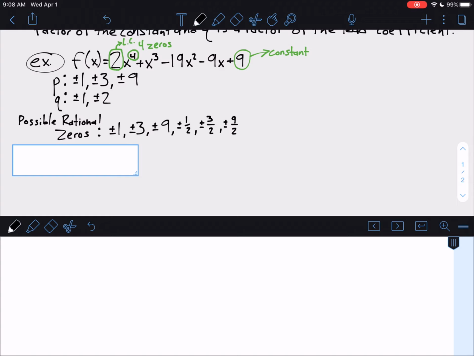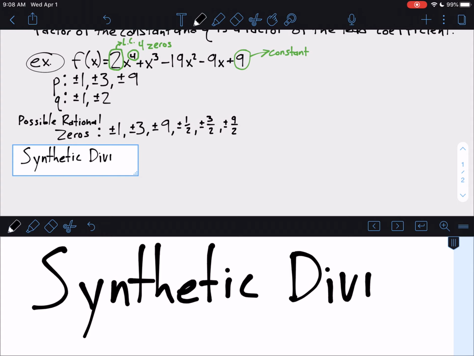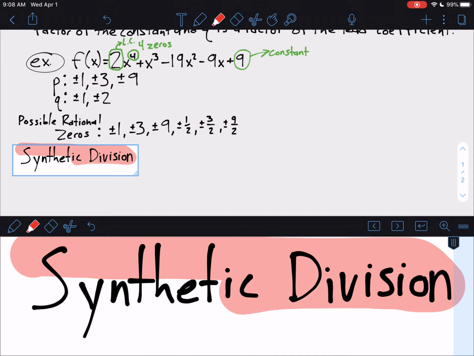Yeah, it's a lot of work. I know it is a lot of work, and not the most fun, but it's easy. So you should be able to get the hang of it, and I'll write synthetic division right here, because it is a big part of the unit, and I'll even highlight that since it's important. So, synthetic division.